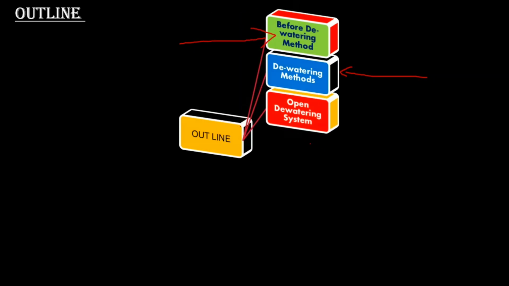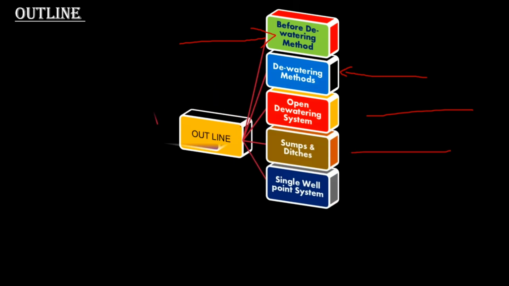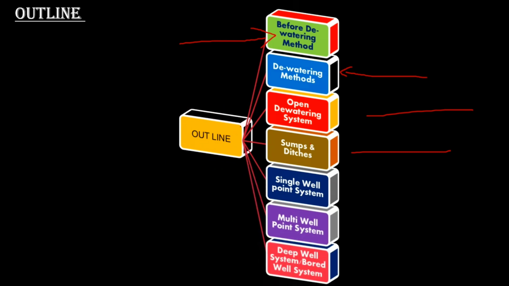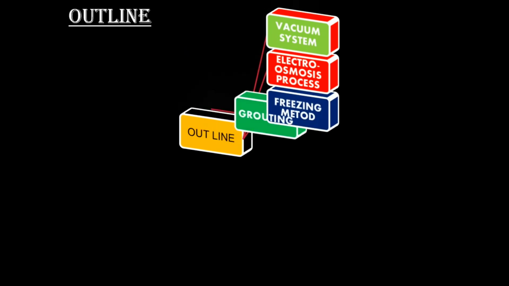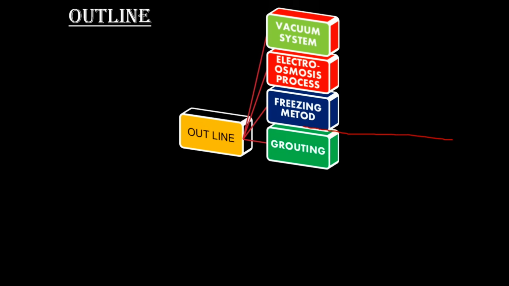The methods are: open dewatering system, then sump and ditch, then single well point system, multi well point system, then bore well system, and continuing with that, the vacuum system, electro osmosis process system, freezing method, and after that the grouting system. Sometimes it is possible that I choose one of the methods, but the dewatering is not fulfilled, or my water is not removed totally from my site. In that case, the alternative is the grouting condition or grouting system.